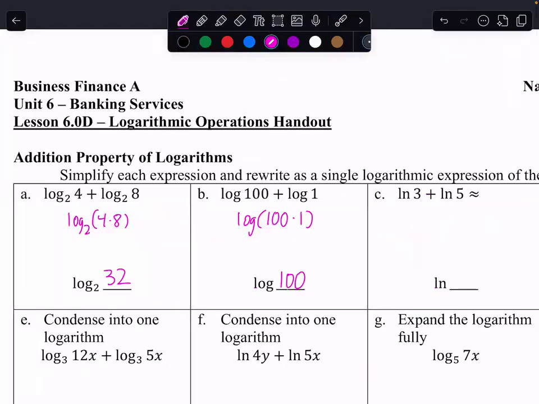Okay, and this even works with natural log, ln, because natural logarithm is still a logarithm. So again, you just keep whatever type of log it is. In this case, it's a natural log. And you multiply the two new arguments together.